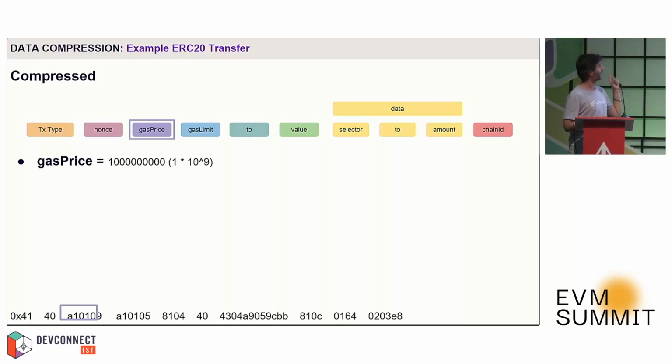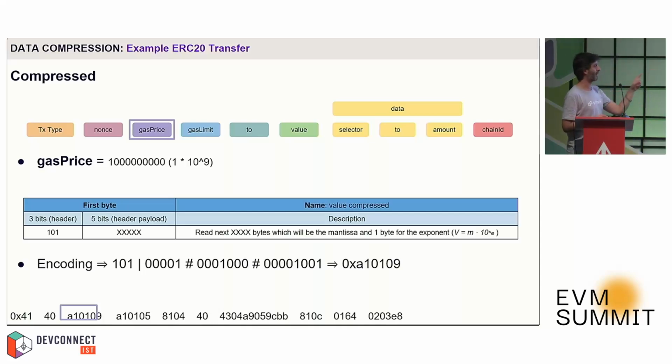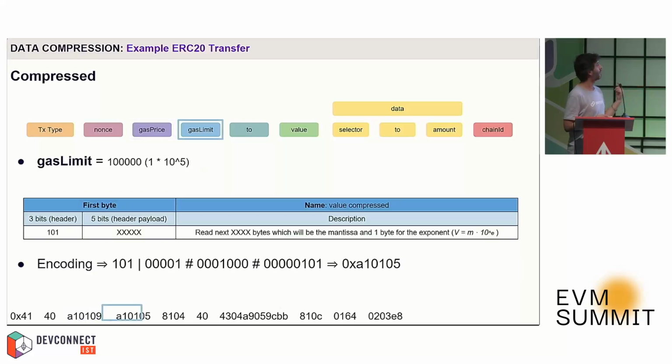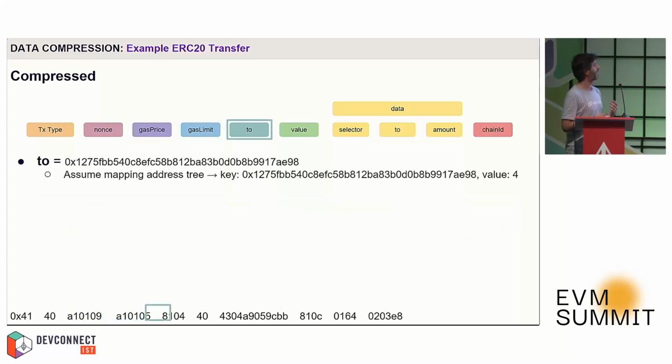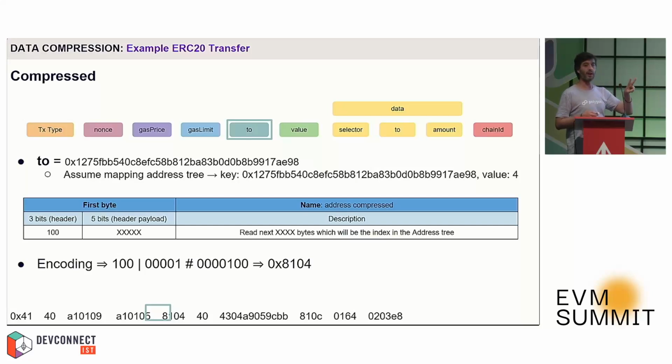Then we have the gas price. You can represent the gas price as a mantissa and exponent. So if you use the value compressed function, at the very end it will be just 3 bytes. This is the gas limit, again exactly the same as the gas price, 3 bytes. And this is where the compression comes in. This is the address. Imagine that in the address tree, you have this address associated with an index of 4. So instead of putting the whole address, you will put just 1 byte, because it's a reference to the index in the address tree.